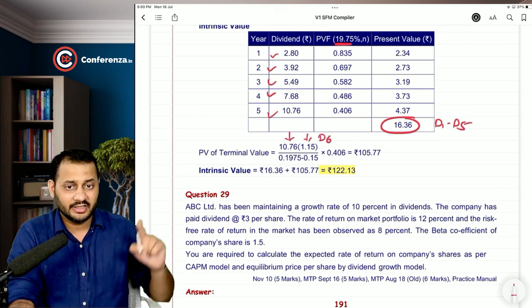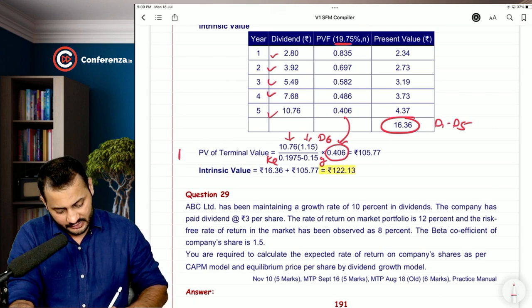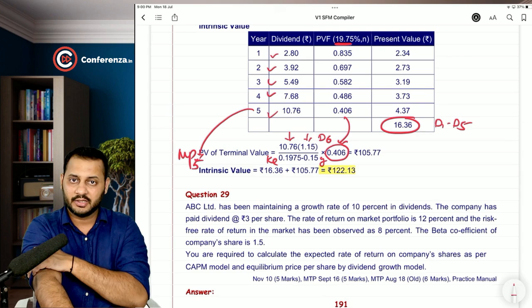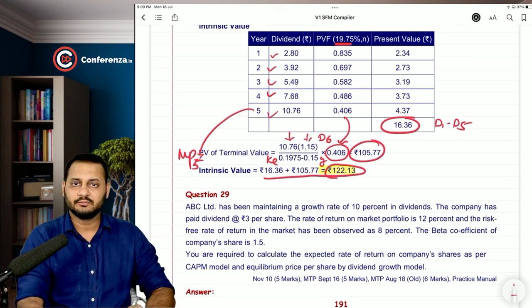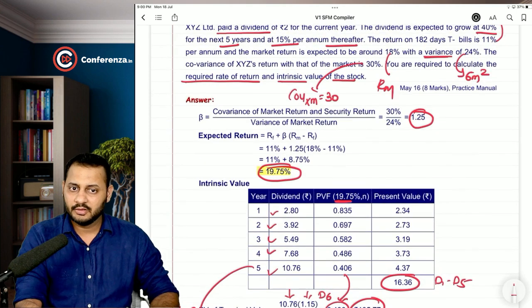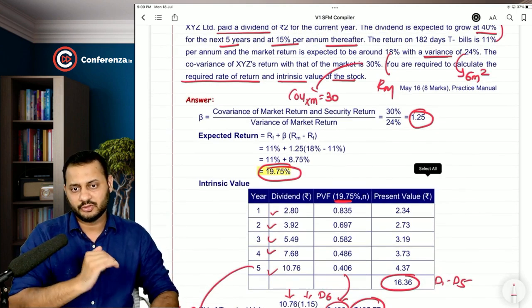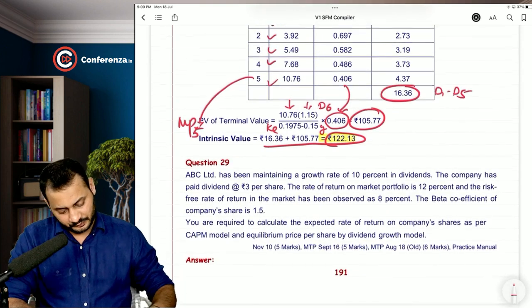That means you are calculating D6 in the numerator. Then cost of equity minus growth. And this is the present value factor because this is nothing but MP5. So the 5th year's factor will be applicable. You add this and this, you will get the market price. Simple. Beta to equity to Gordon's growth model. So you used this formula, CAPM, and then Gordon's growth model.